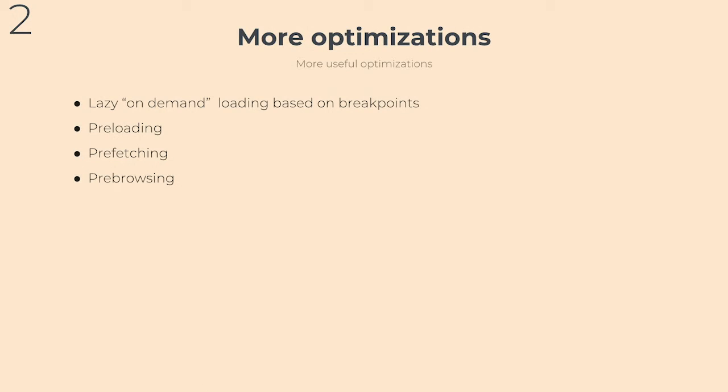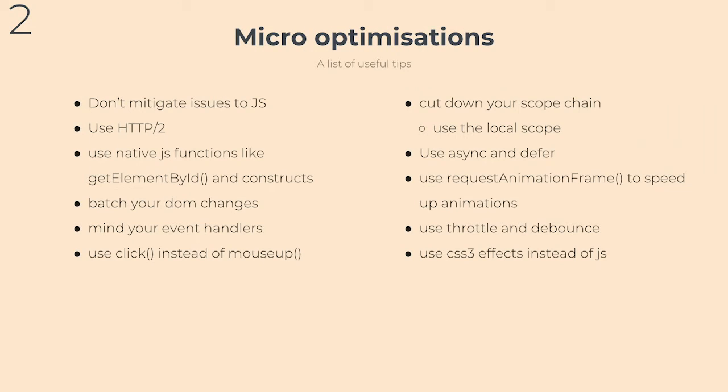We can do a lot of micro-optimizations to our code. For example, when we have some animations or things like that that can be done in CSS, why would we use JavaScript? This is a really resource-heavy thing to do, so we can just use CSS, right? Then we can use the new technologies like HTTP2. We can use native functions like getElementById, although IDs are not recommended to be used anyway. But yeah, use native JavaScript functions.